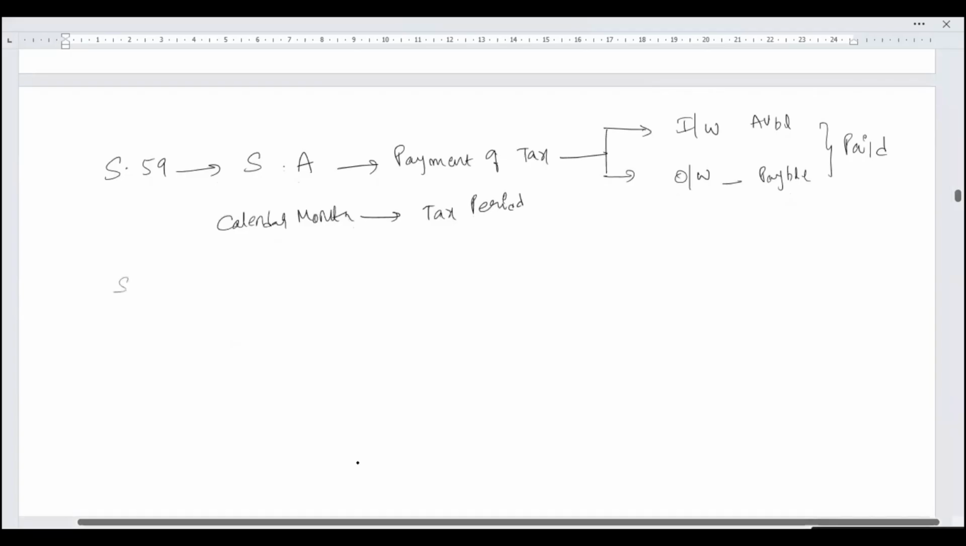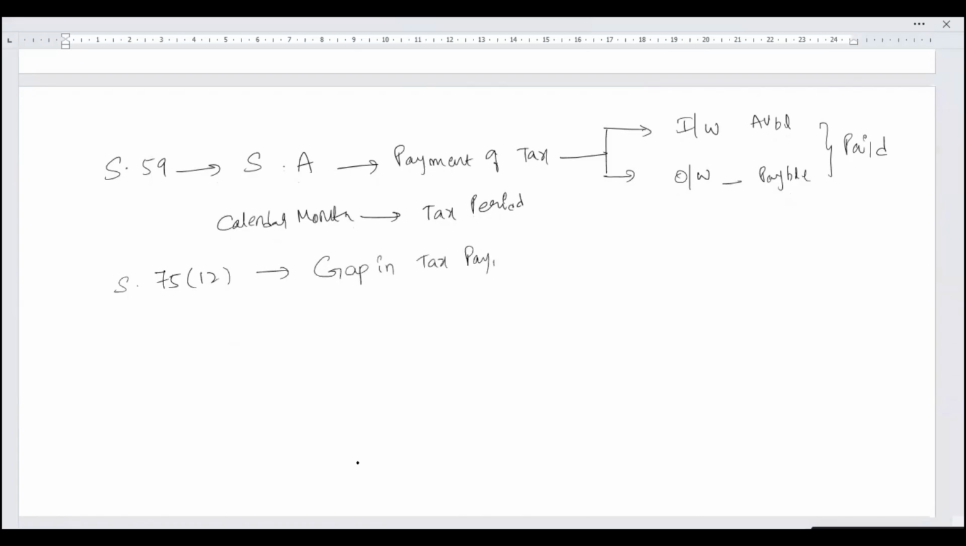From there, I made you understand section 75, subsection 12, where there is a gap in tax payment. Where is this gap? GSTR1 versus GSTR3B, where we took an example of a civil contractor, 1 crore, 1 lakh. When there is a gap, 75(12) says that this is self-assessment tax to be paid but not paid. This is what we understood.